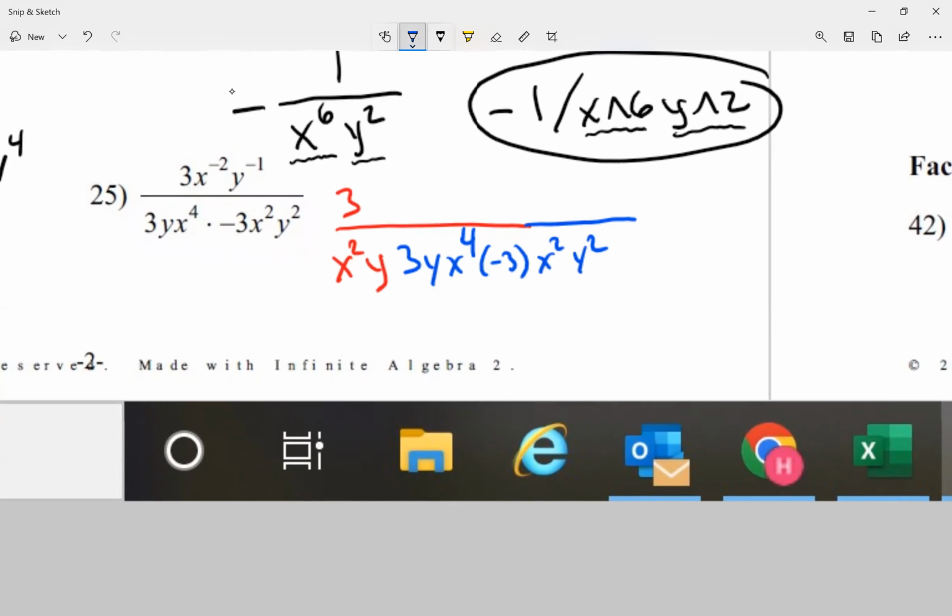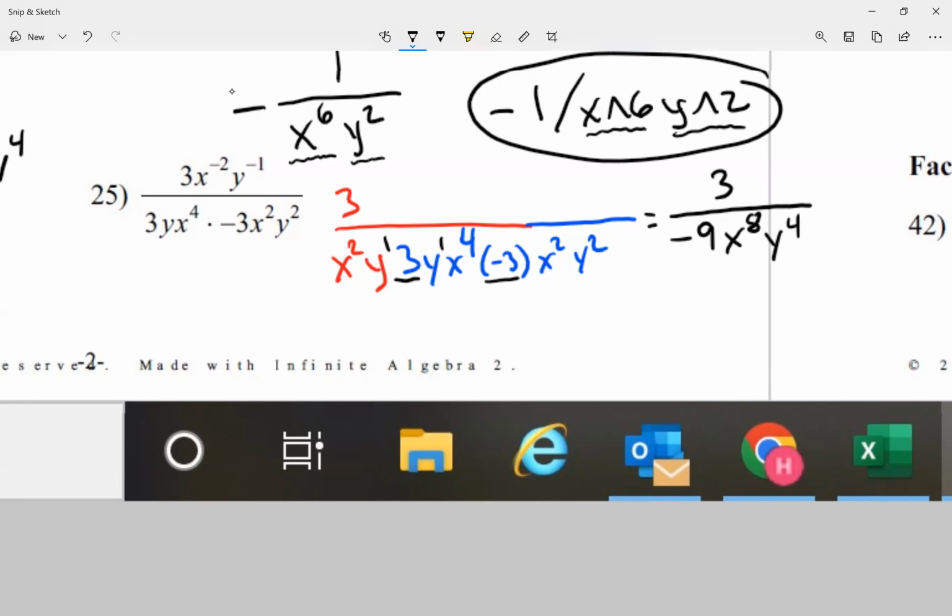So let me simplify things out. On the top, I just have a 3. That's all I got. Number-wise, at the bottom, 3 times a -3 gives me a -9. When it comes to x's, I'm going to add the exponents, so I got x to the 8th. When it comes to y, I get y to the 4th. I added the exponents on y. Remember, those y's that don't have an exponent are technically y to the 1. So I added the exponents.